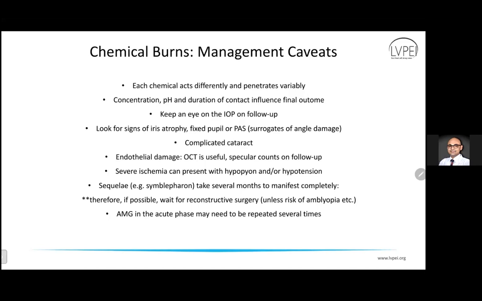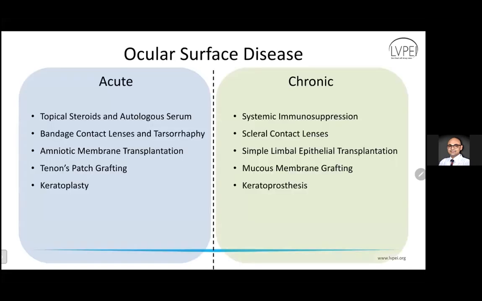So this has two implications. One is whenever possible, where the risk of amblyopia is not there, wait as long as possible before doing reconstructive surgery. A lot of people will say, sir, when do we do SLET after acute burn? So you wait as long as possible. There's no hard and fast rule that it has to be done after 1 month or 6 weeks or 3 months or 6 months. You wait as long as possible. Of course, our hands are forced for very young children where there's a risk of amblyopia, then we go in early. And like I said, AMG in the acute phase may need to be repeated several times.